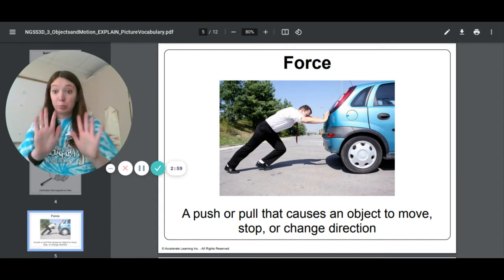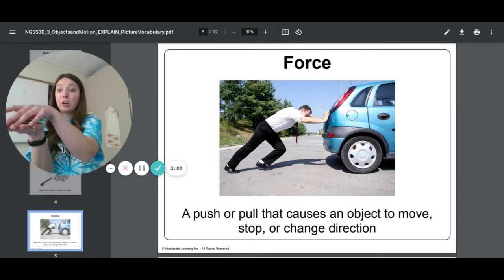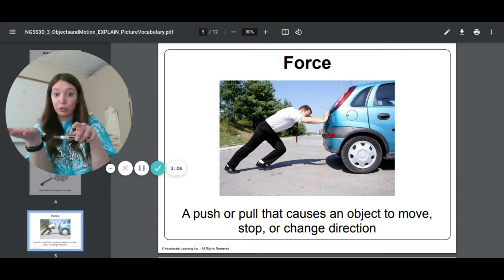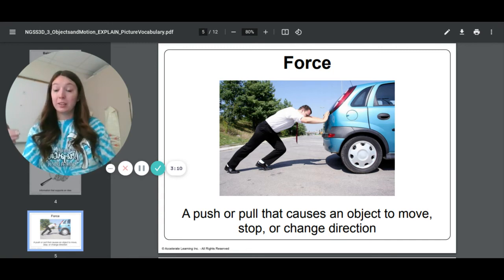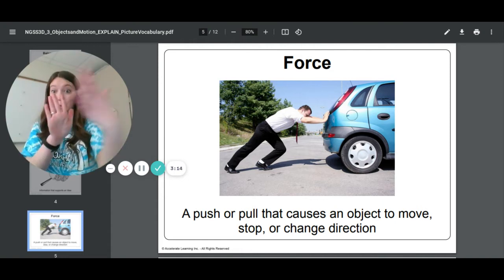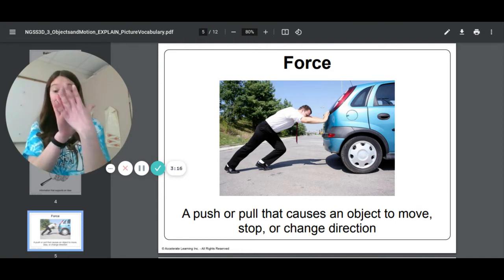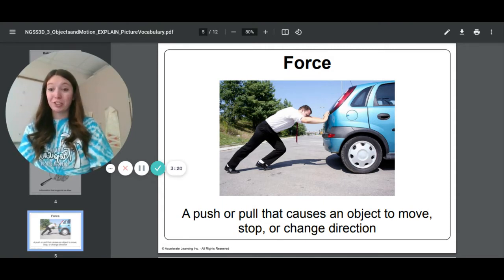It could cause the object to move. So a push could push my phone away. It could also pull my phone closer to me. It could cause something to stop, right? Especially if there's a balanced force going on. Okay, so if I push and someone else pushes and we have a balanced force, it could cause that object to stop. Or it could cause something to change direction.